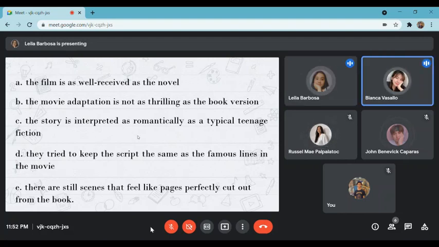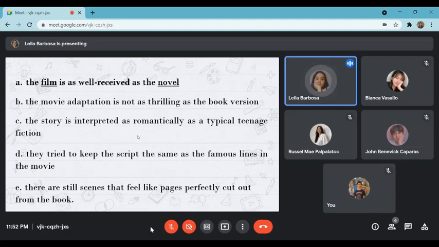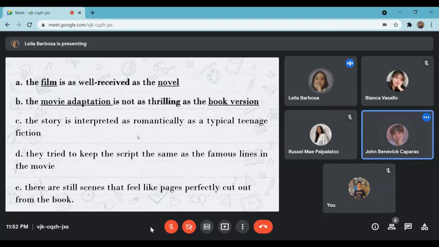Yes, ma'am. So who would like to try for letter A? I would like to try it. Yes, Russell. The two things being compared from the given conversation are film and novel. Okay, that's correct. So the two things that are being compared in the phrase are the film and the novel. Next, for letter B. Yes, Benedict. Movie adaptation and book version. Okay, the answer is movie adaptation and the book version.